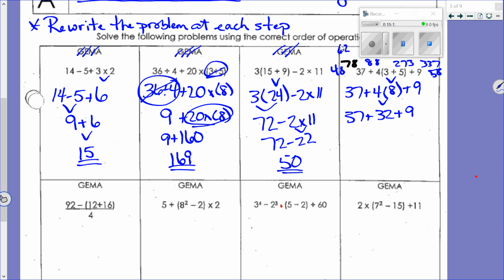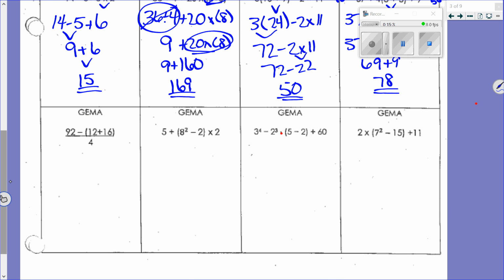Any more multiplication or division? No, so now I'm just going to add or subtract. 37 and 32 gets me 69. 69 plus 9, the correct answer was 78. Yes, I got it. Okay? I know you were nervous, weren't you, Jaden? Yeah. Okay, our next one.